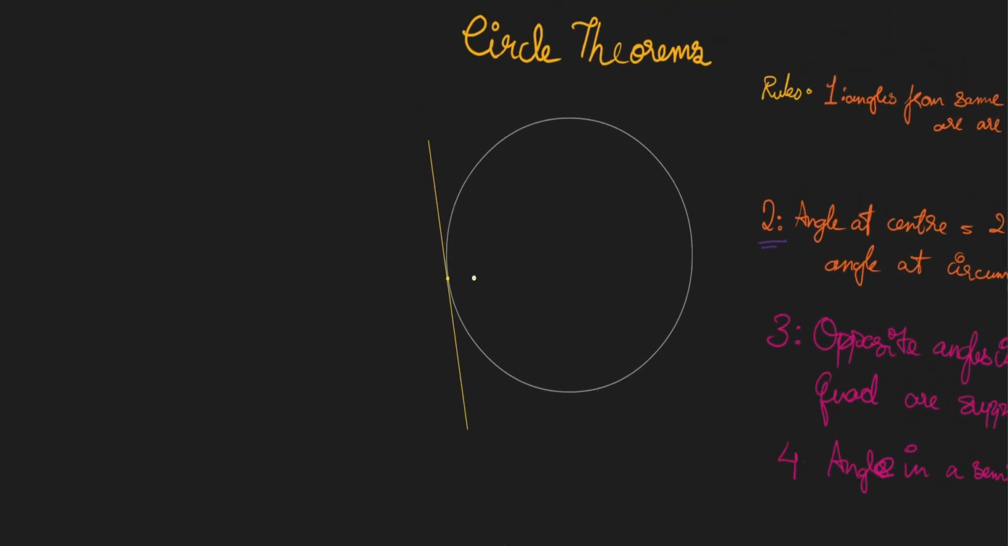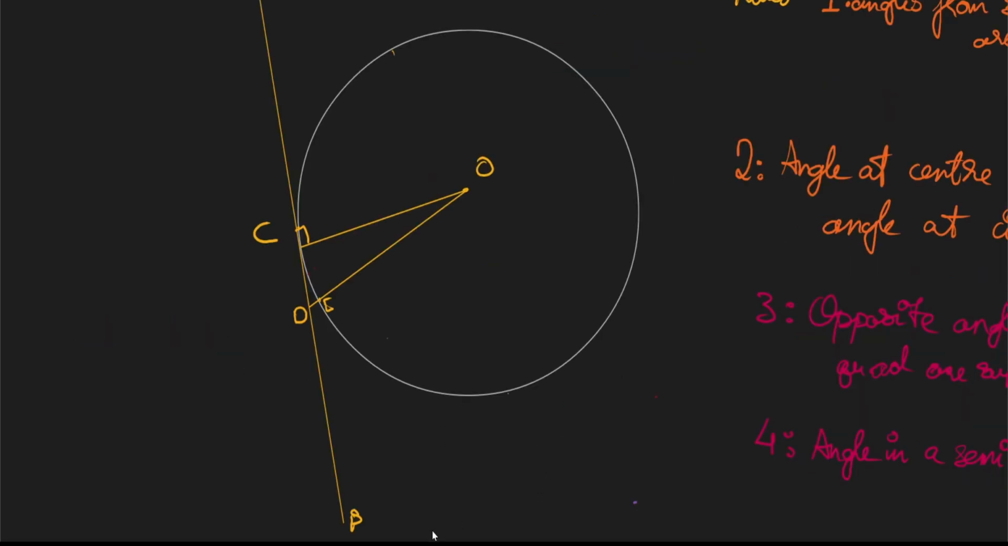So our next theorem says that the angle between a radius and a tangent is always going to be 90 degrees. This is going to be 90 degrees. This is our setup for proving this. See, the definition of radius is that it's the shortest distance to the circumference of the circle.